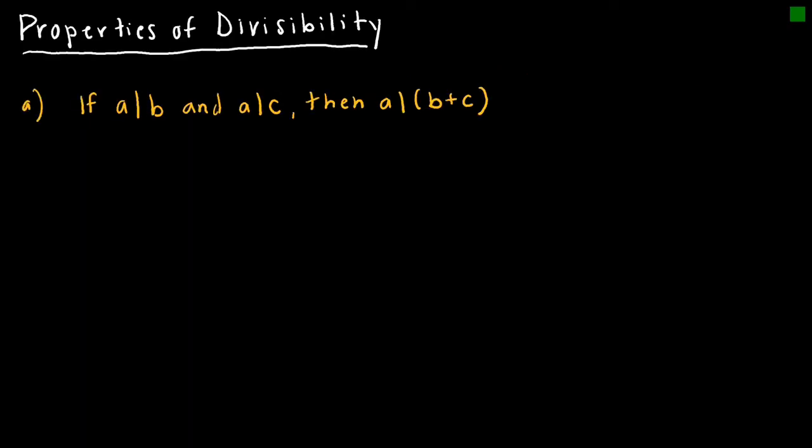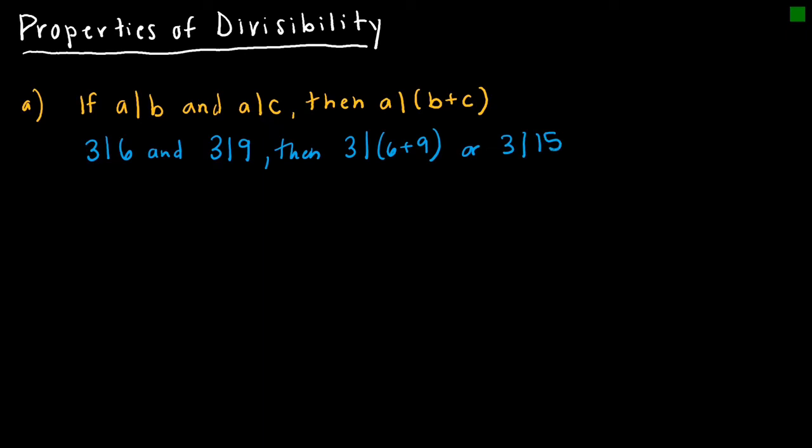There are 3 basic properties of divisibility we want to talk about. The first is that if a divides b and a divides c, then a divides the sum of b and c. Before we look at a proof, let's look at a specific example. Say 3 divides 6 and 3 divides 9. Then 3 divides 6 plus 9, or 3 divides 15, and of course we know 3 divides 15, so in practice this does hold true.